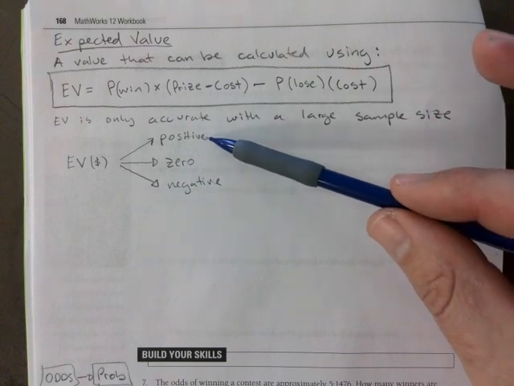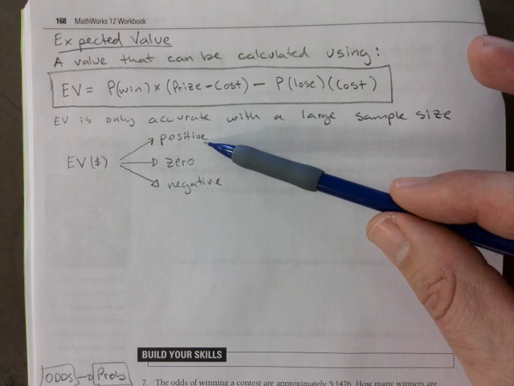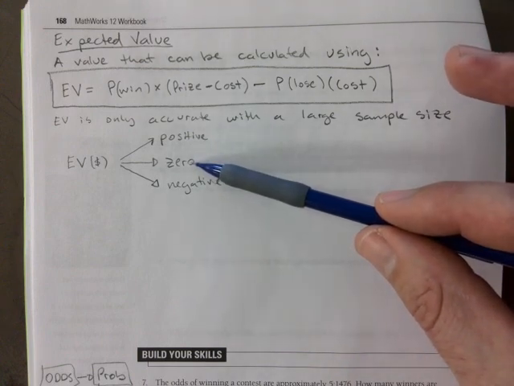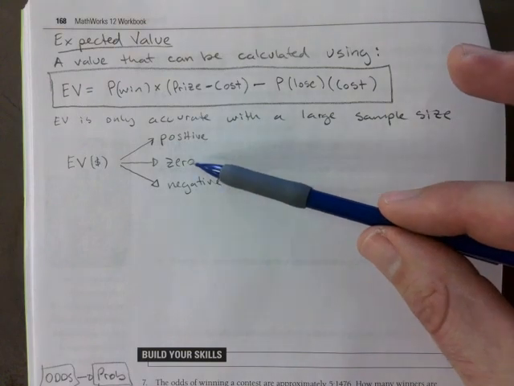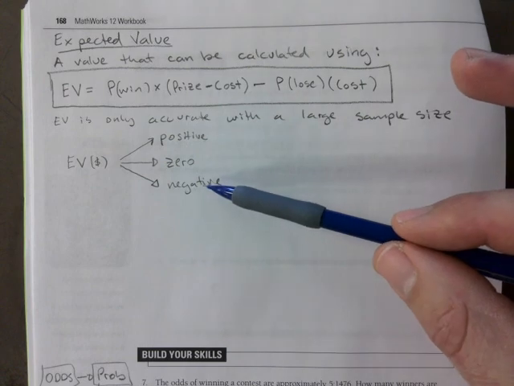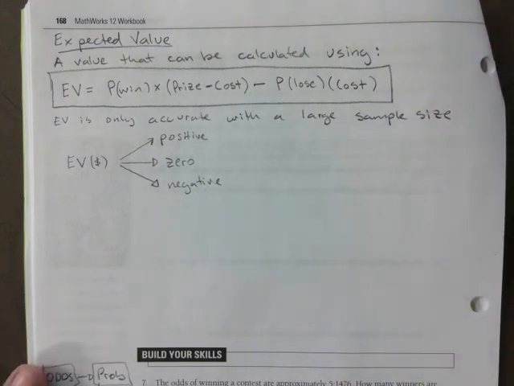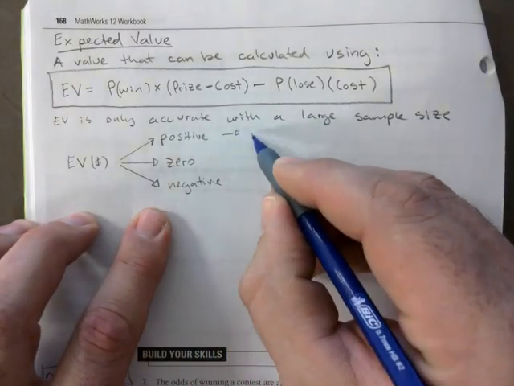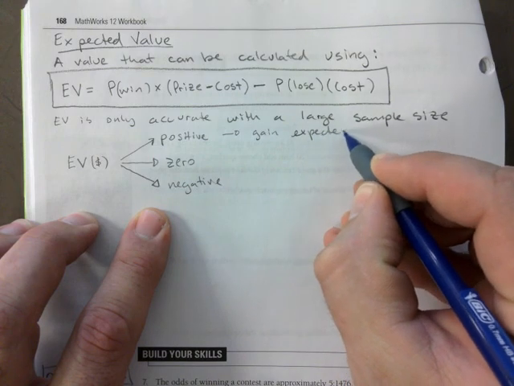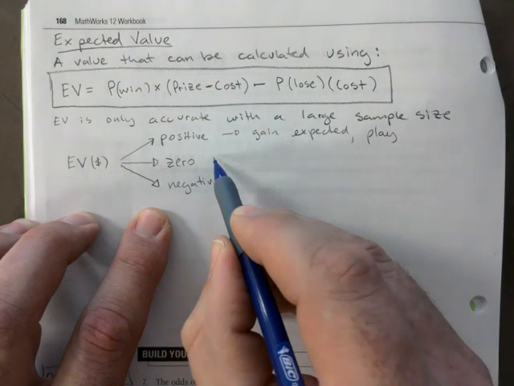If it's positive, should you play or not? Yeah, then you're expecting a gain. With 0, you would lose as much as you would win, so it's kind of like it's up to you. Negative is you're expecting a loss, consistently a loss. Don't play the game. That's how we answer this. So positive, gain expected, play. That's what I will say, right?